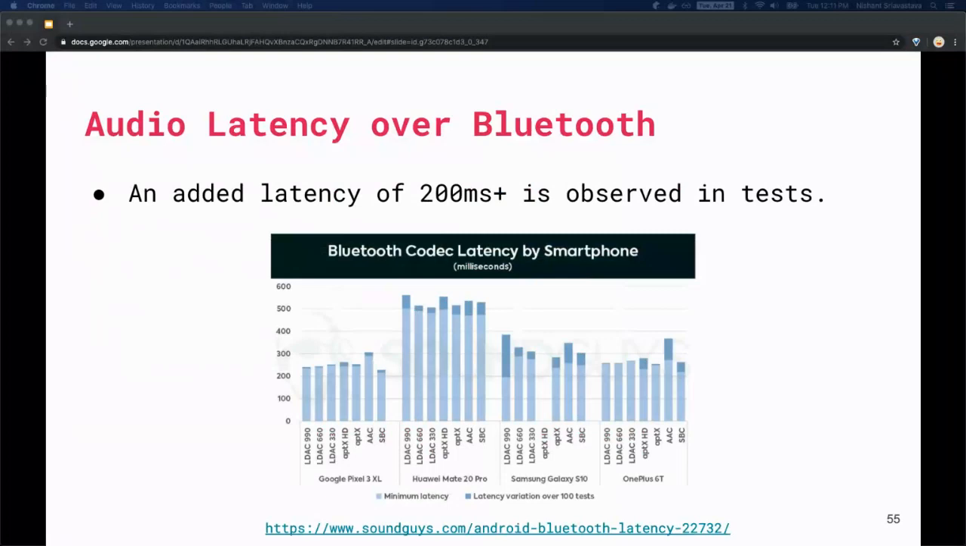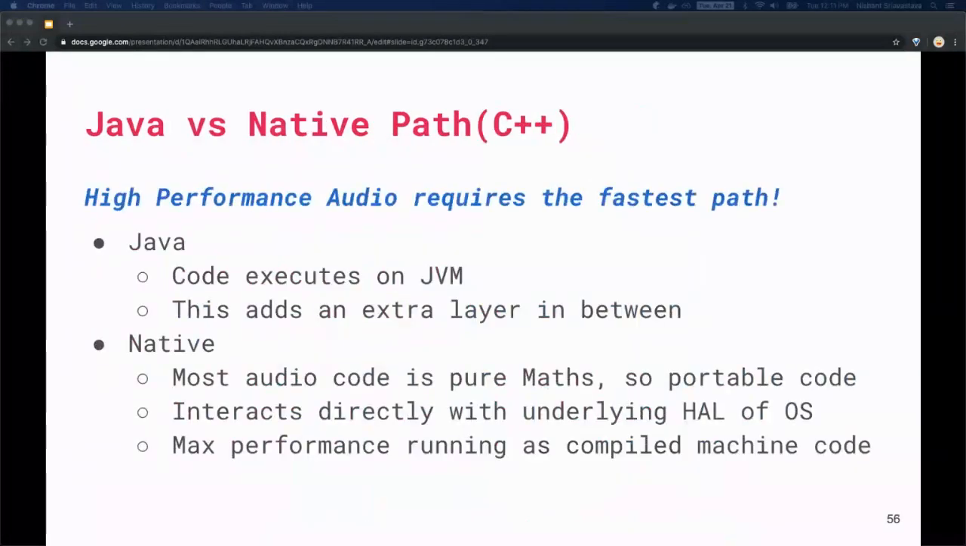What this has trickled down to is that we need to understand how we want to work with native audio here. We want high performance audio, and to do that, we require the fastest path available to take an input audio signal and output it from the speakerphone. If we did it through Java, we have a problem because it adds an extra layer in between. The code executes on the JVM, and there are not good APIs to work with.